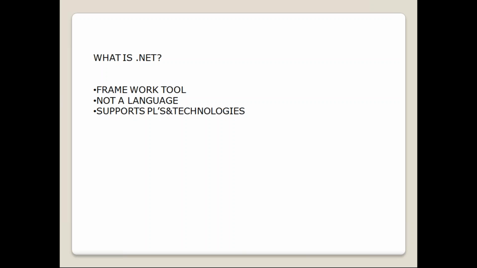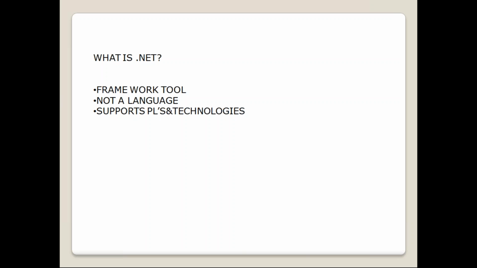Clear? If you go into the subject, then you can understand the framework clearly. But framework means it creates the environment to run the applications. Similarly, there are different frameworks. For Java, we have the JVM. For .NET, we use the .NET framework.